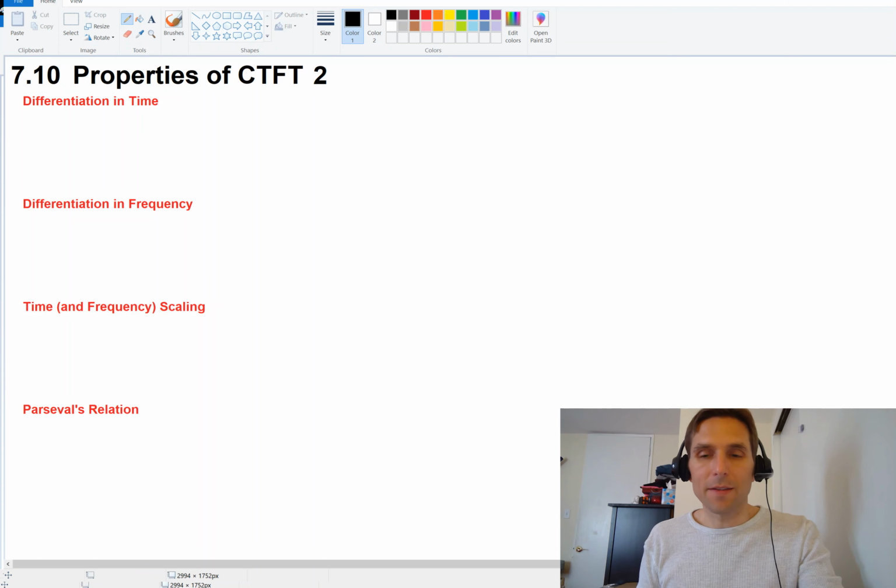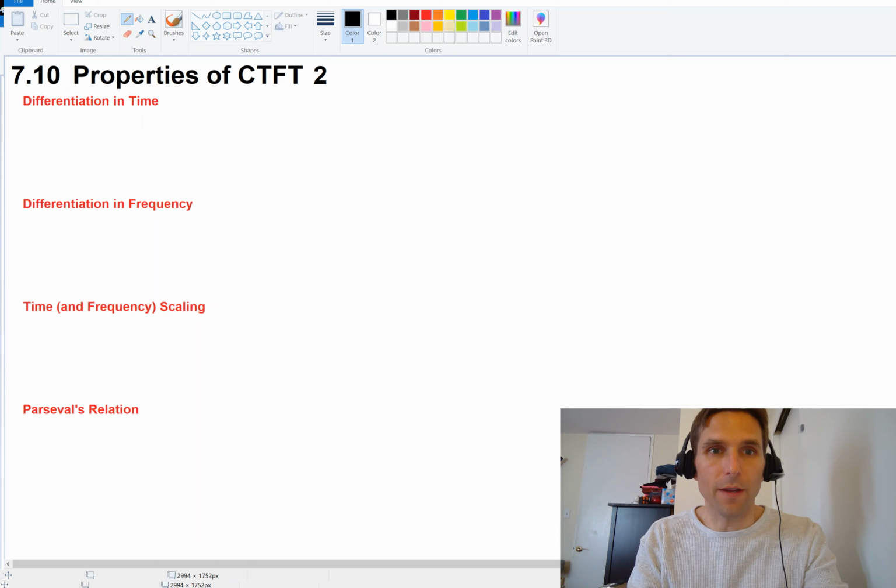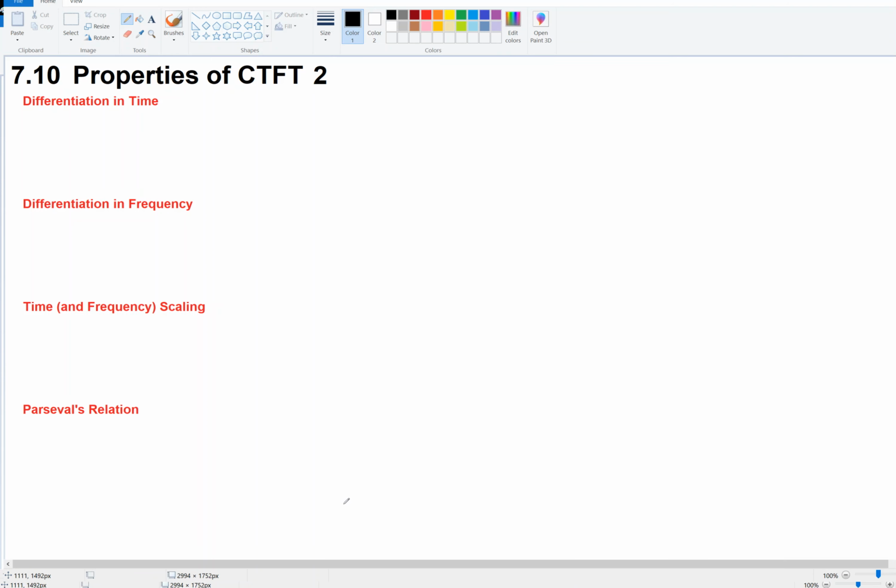Hi, welcome back. Let's continue talking about properties of the continuous time Fourier transform. Some of these, again, I'm going to prove. Some of them are just not worth our time to prove once you get the flavor of these. So I'm going to start again with proving differentiation in time.